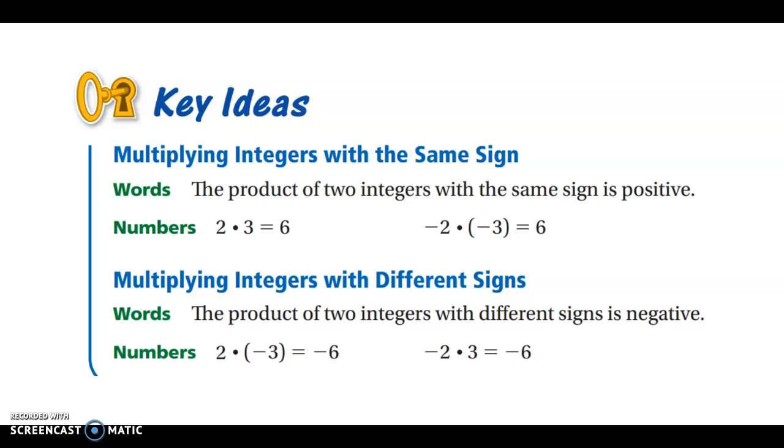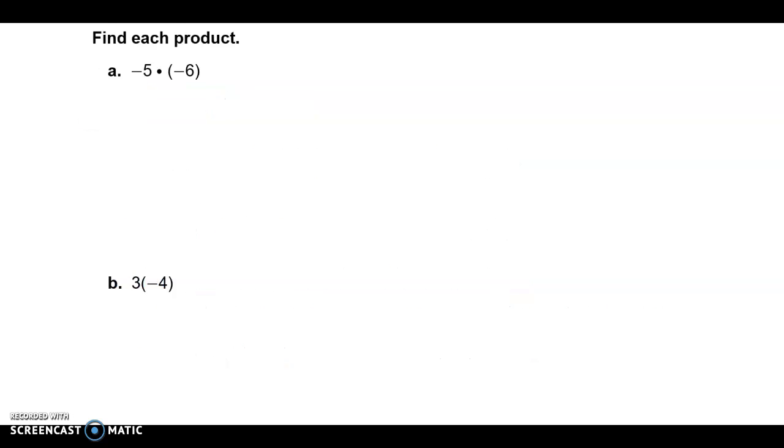Multiplying integers with different signs. The product of two integers with different signs is negative. Positive 2 times negative 3 equals negative 6. Negative 2 times 3 equals negative 6. So we are going to talk about finding two different examples of two negatives and a negative and a positive.